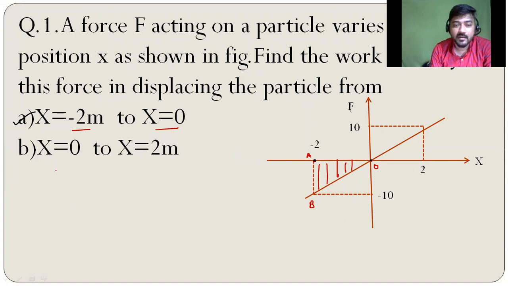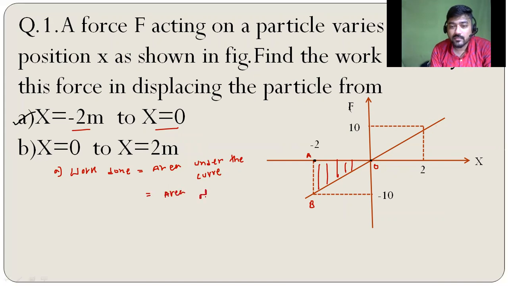So for the case A, you can see work done is equal to nothing but area under the curve, and that is nothing but area of triangle OAB. So what will be the area of this triangle? The area of this triangle, you can see this is the height, and the height is 10. This is the height, and this is actually the base. Base is 2. So the modulus of this area is half into 2 into 10. Half into 2 into 10.